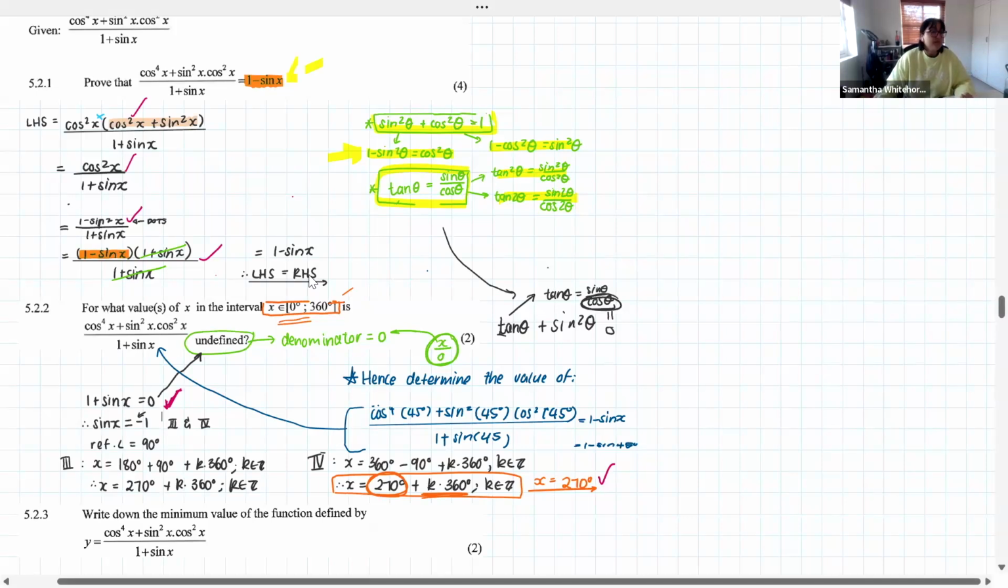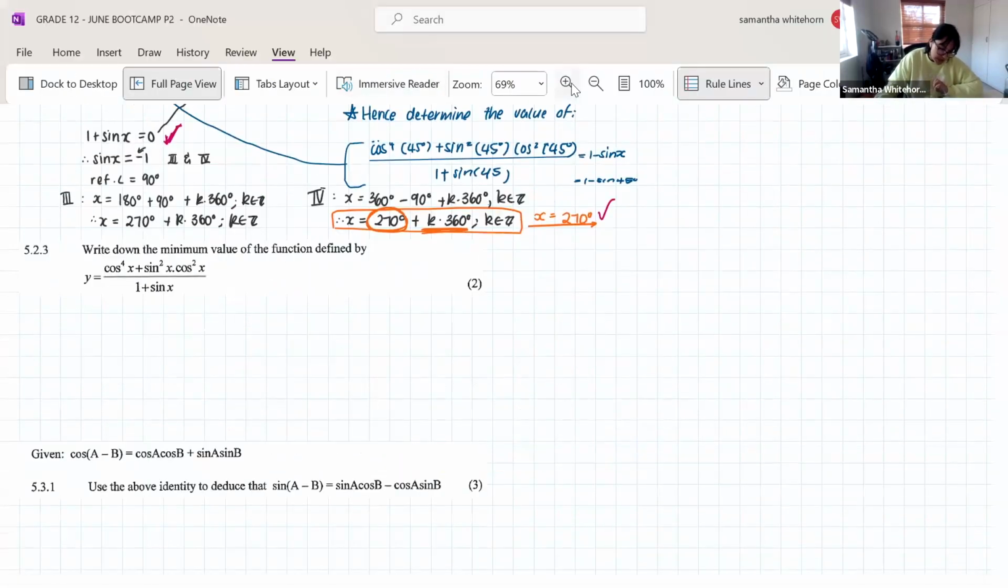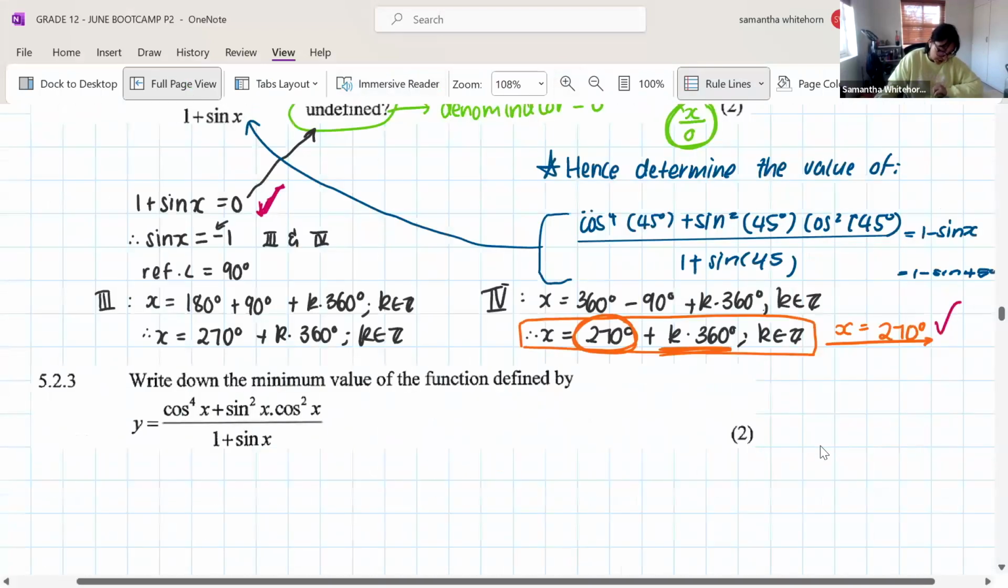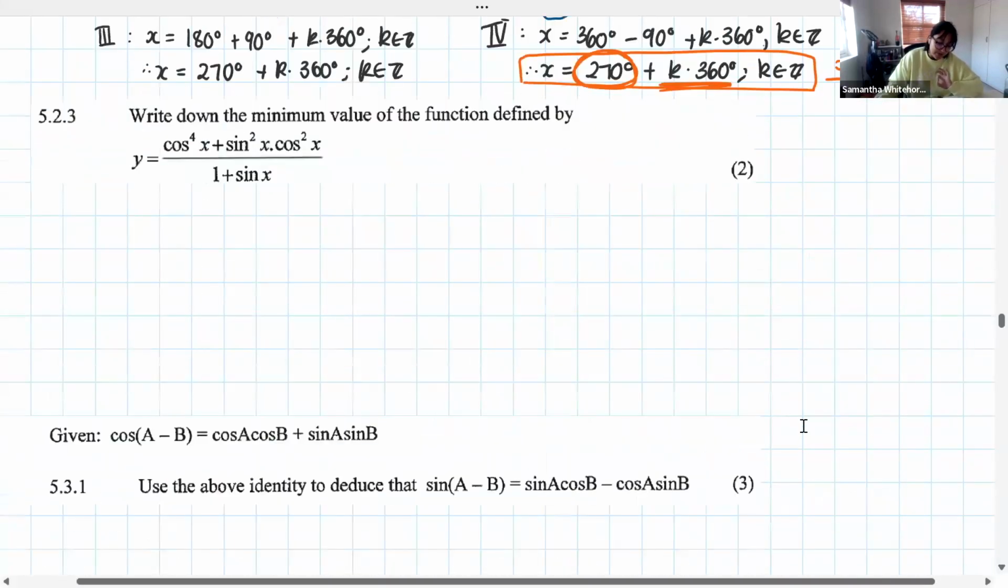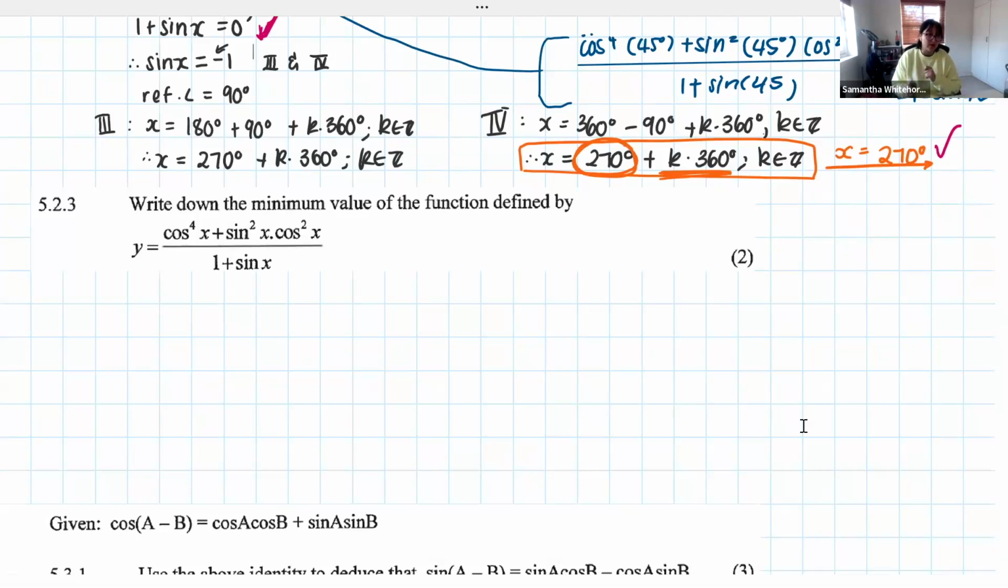Okay. So the next question in the identity search is asking us to write down the minimum value of the function defined by y equals cos to the power 4x plus sine squared x cos squared x over 1 plus sine x. Now again, this is 5.2.3. We proved an identity, we showed where it was undefined, and now we've been asked this.